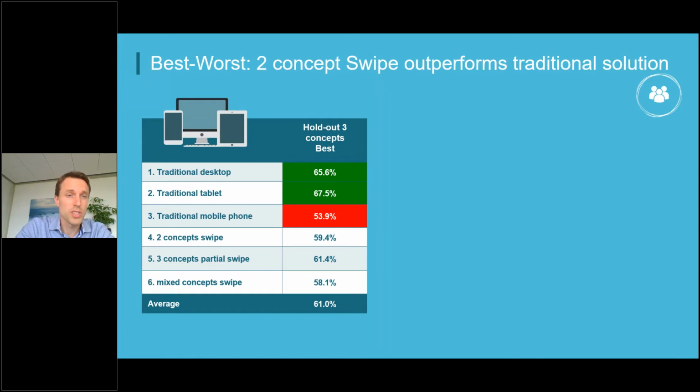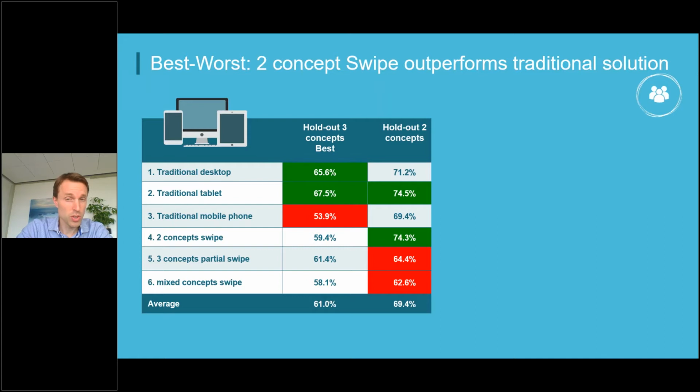We saw that traditional desktop and tablet were predicting those tasks pretty good. Traditional mobile phone was actually at the lowest percentage, and our new swipe methods were somewhere in between. So not as good as desktop yet. Let's see how it went for the 2 concept swipe.